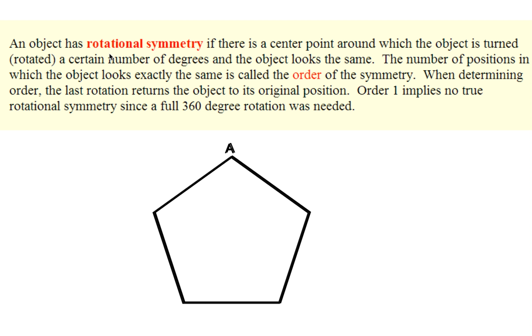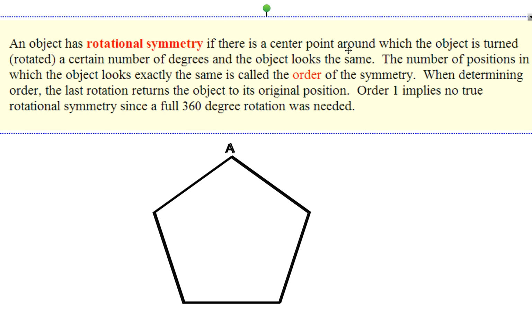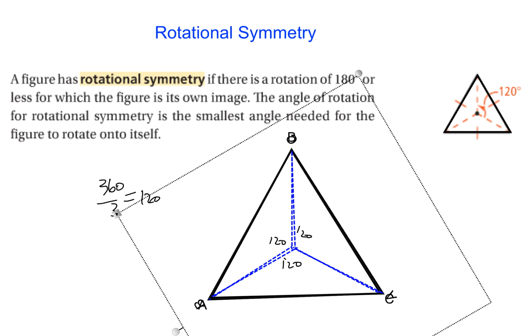So let's take a look at another example. An object has rotational symmetry if there is a center point around which the object is turned or rotated a certain number of degrees and the object looks the same. And we saw that's exactly the case here. I rotated it 120 degrees, the object looks the same.